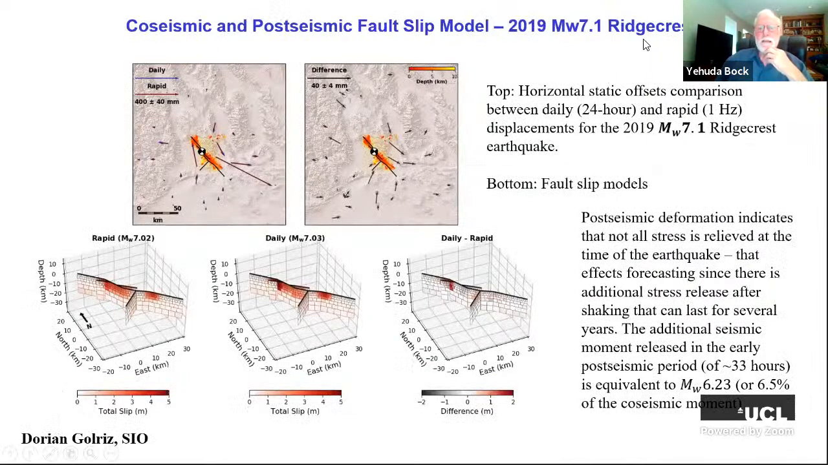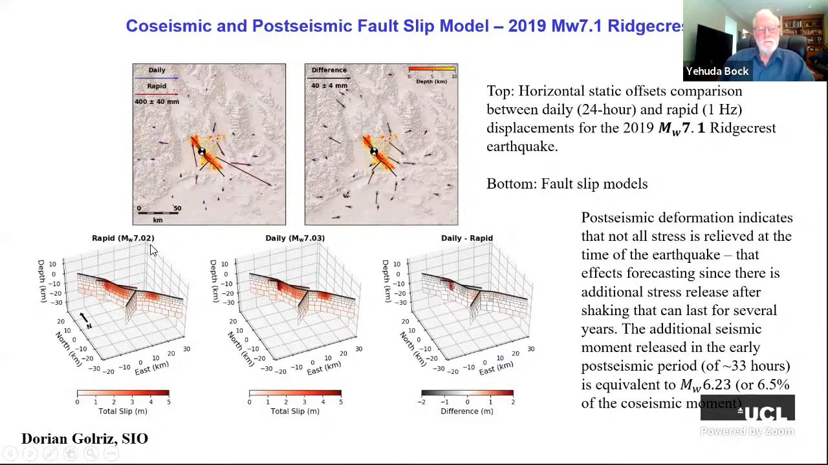And you see here an example from the Crest earthquake. And here you see what we did was we compared two different scenarios. One where you looked at the daily displacements, that is the typical 24-hour displacements, which is usually what people use for these co-seismic models. So they have observations on the surface, and you invert them, as I mentioned before, in order to get the motion within the crust, the fault model, right?